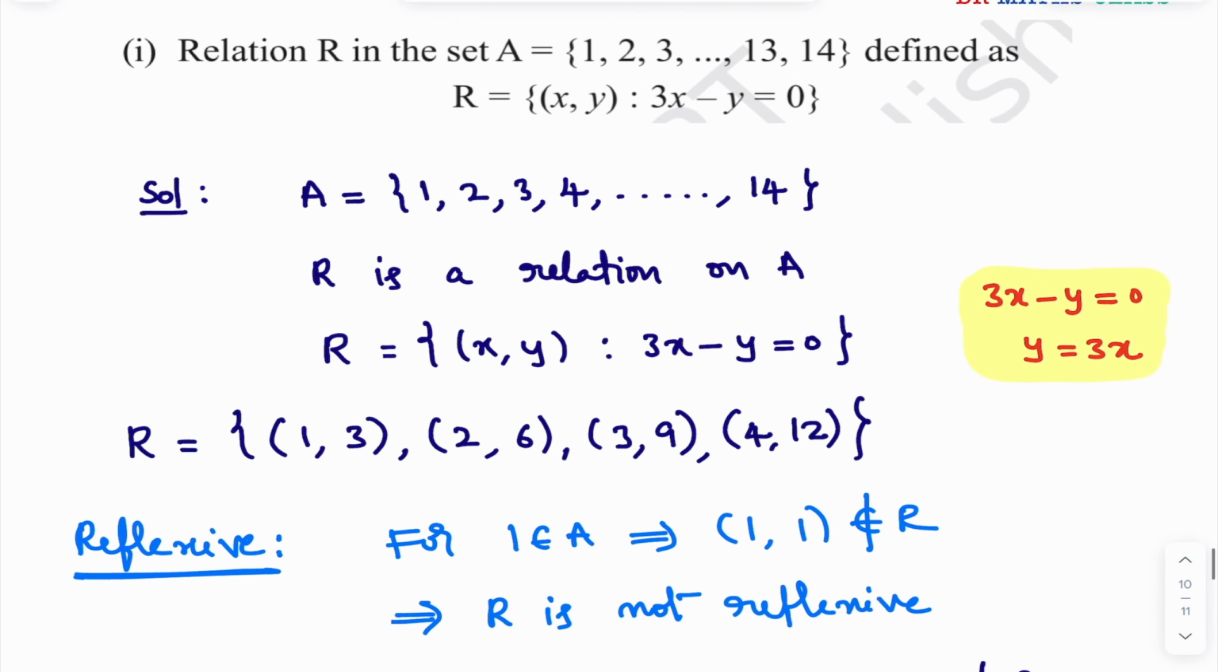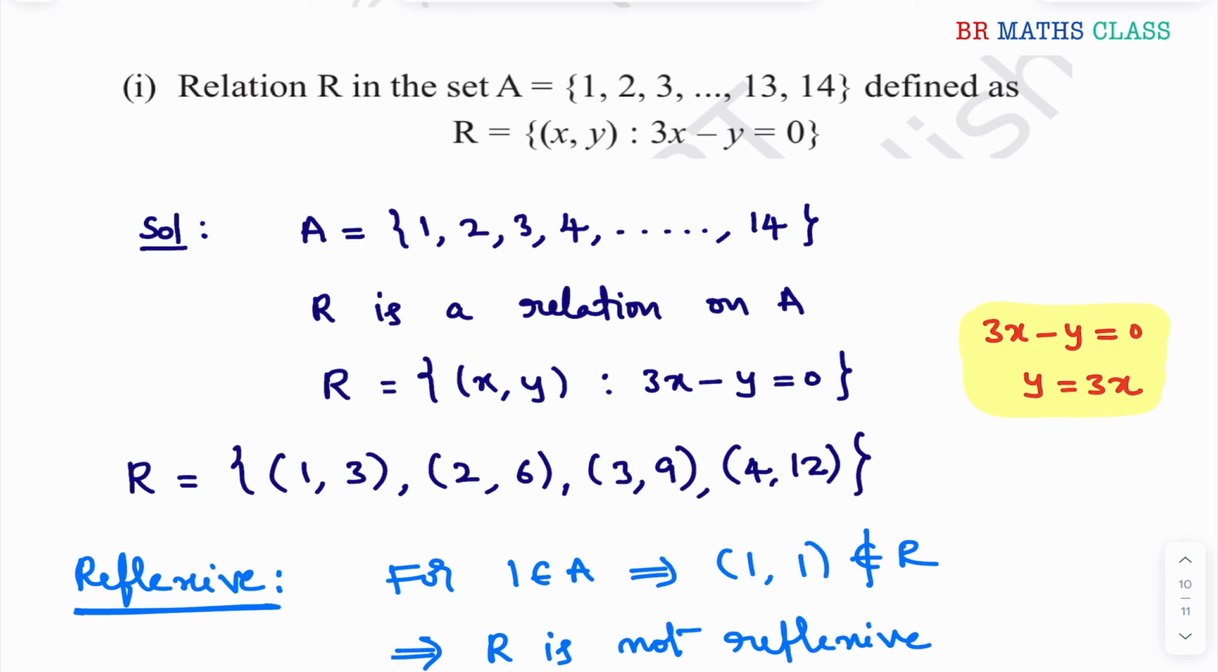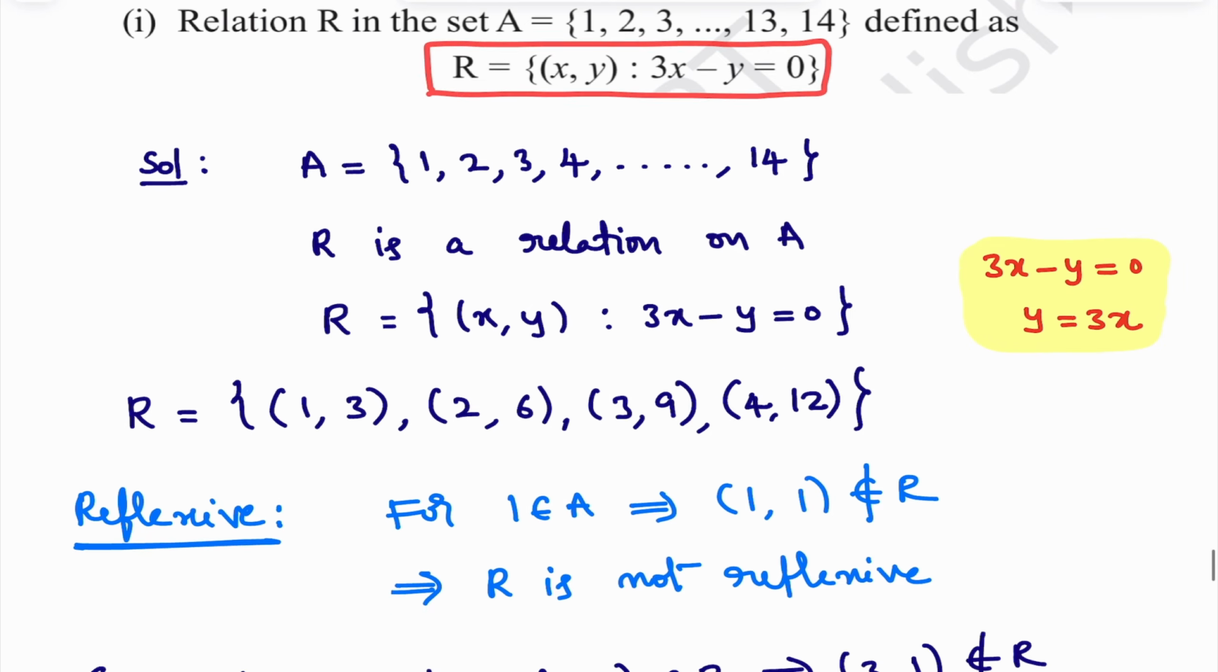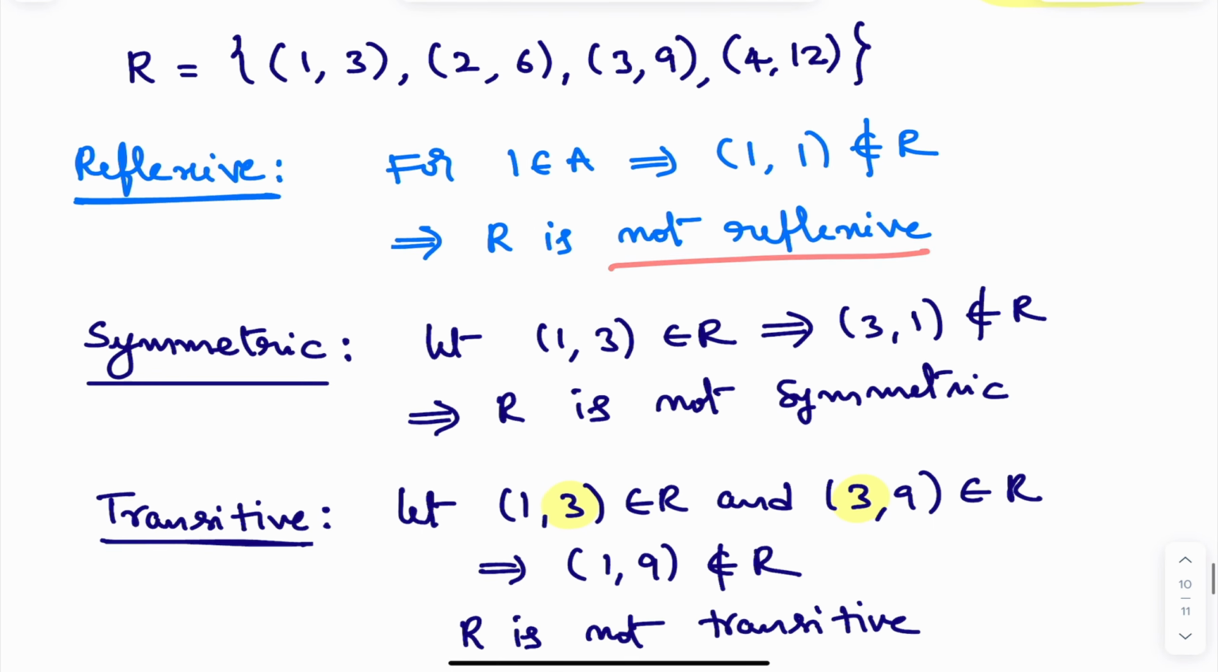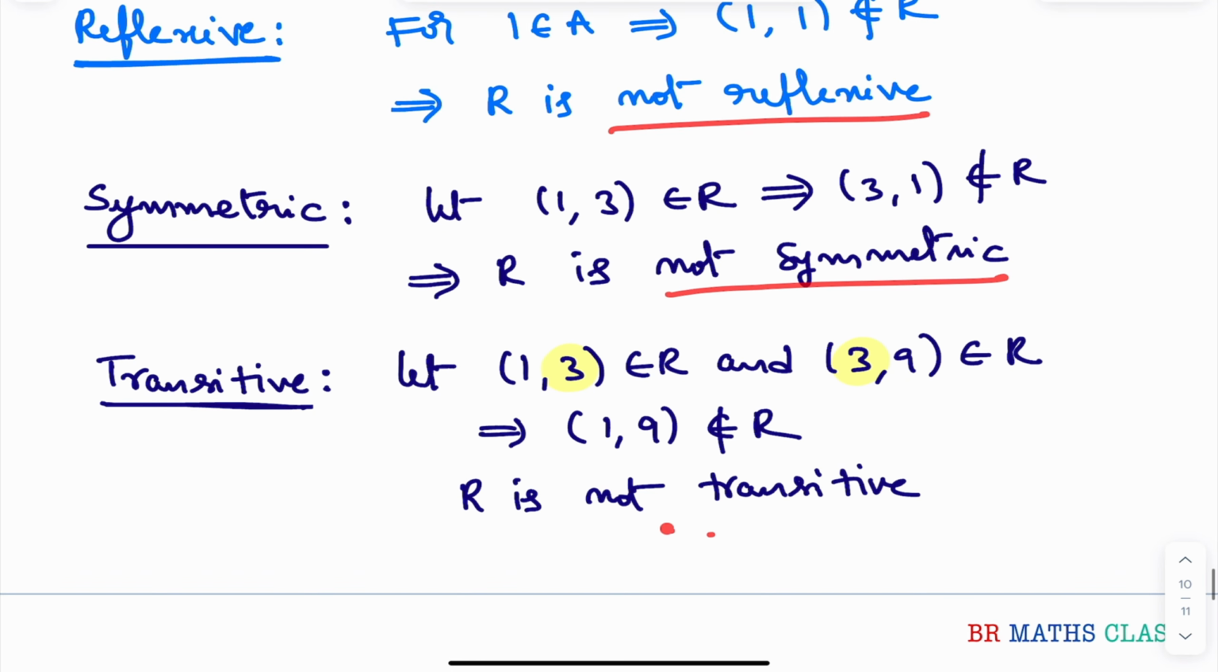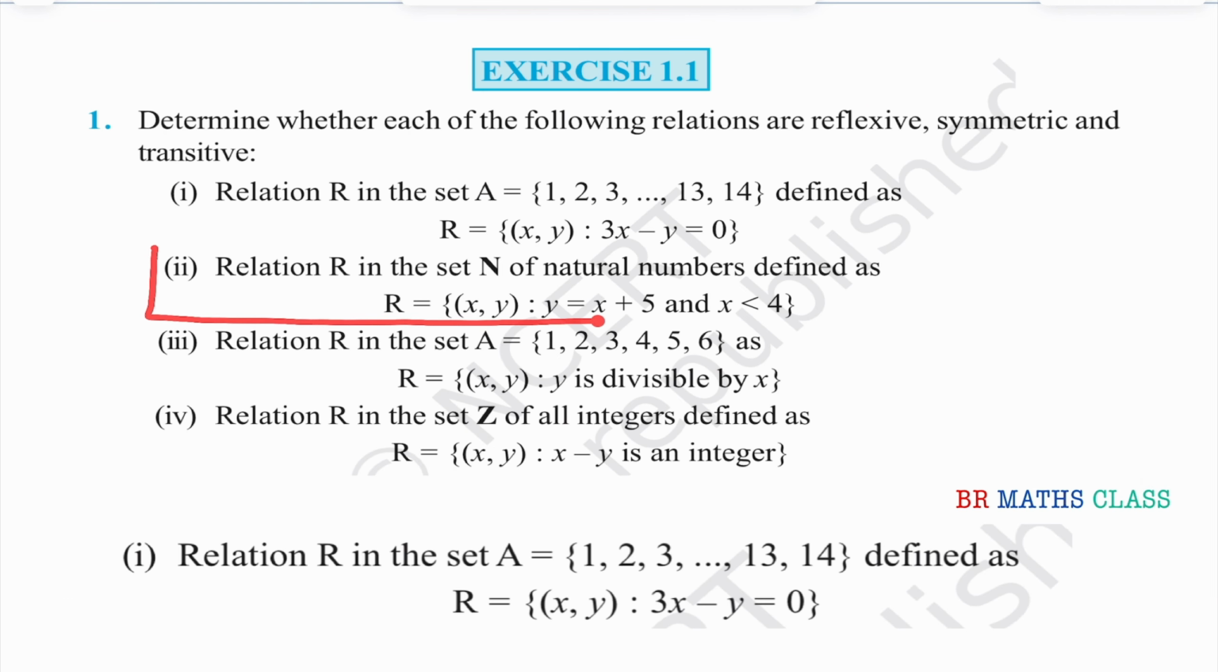So in this question, they are asking us to check the reflexive, symmetric, transitive properties of this relation. This relation is not reflexive. This relation is not symmetric. This relation is not transitive. We needed to check whether this relation is reflexive or symmetric or transitive.